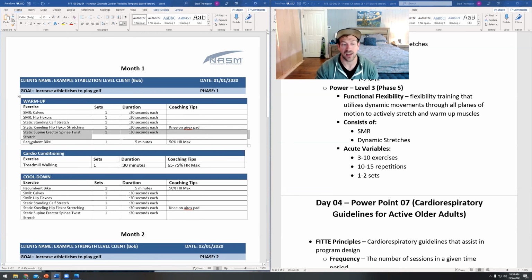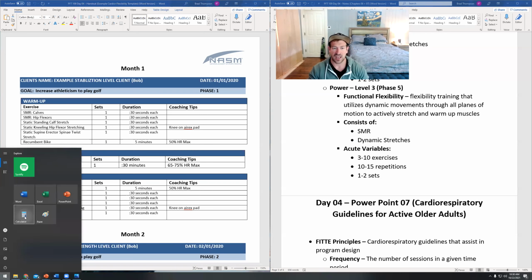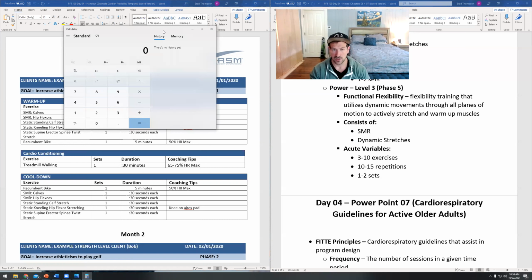And then I throw him for 5 minutes on the recumbent bike just to kind of get the heart rate warmed up. 50% of his heart rate max. We go back to all those numbers we punched in earlier. I know what Bob's resting heart rate is, and I know what his max heart rate is. So let's say Bob's 65, and let's say his resting heart rate is 75 beats per minute. So 220 minus 65. He has a max heart rate of 155. His resting heart rate was 75, so minus 75.